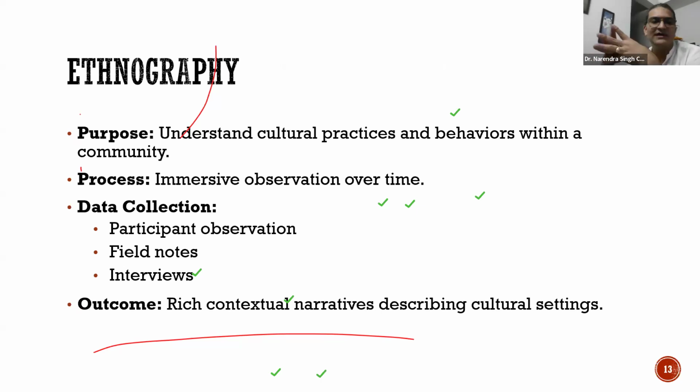For example, you want to understand French people. So what could be the methodology? You tell me. Will phenomenology be better or ethnography be better? You can just put your remarks in the chat window. No, I'm not repeating it. You have to understand the methodologies properly, then only you can apply them in your research.